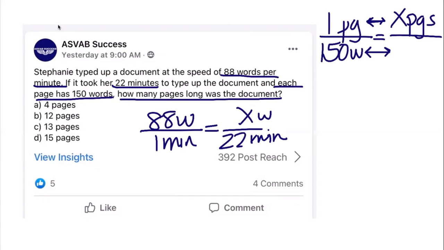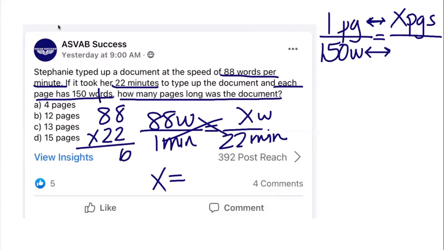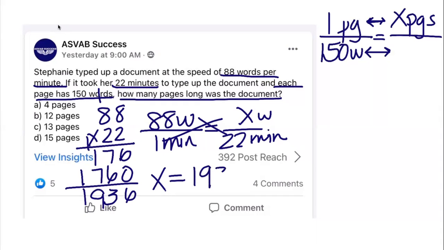Now, 1 times x is x. And 88 times 22, we're going to find that here. 2 times 8 is 16, carry the 1. 2 times 8 is 16, plus 1 is 17, placeholder 0. Once again, 2 times 8 is 16, carry the 1. 2 times 8 is 16, plus 1 is 17. We add this up: 6, 3, carry a 1, 9, 1. So 1,936 words. Now that we have the total number of words for the document, we can plug that in over here.